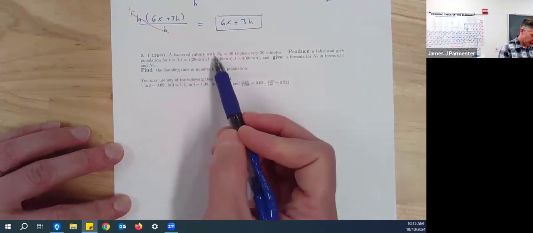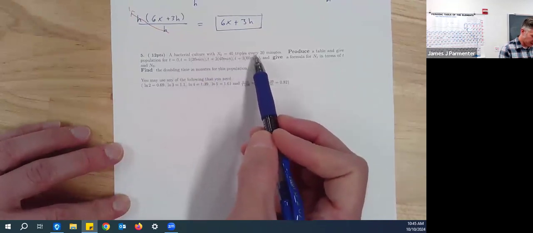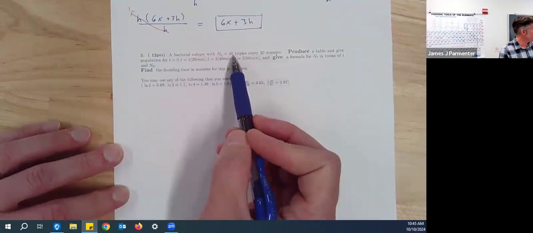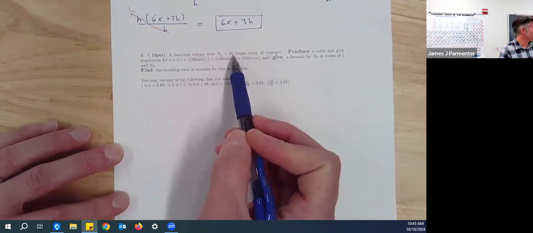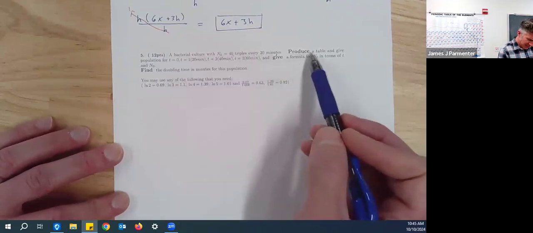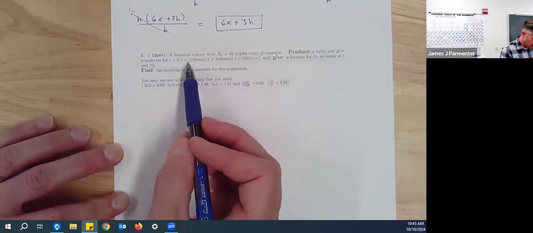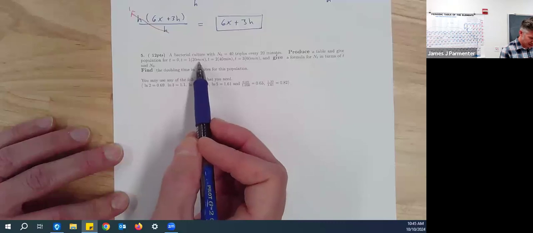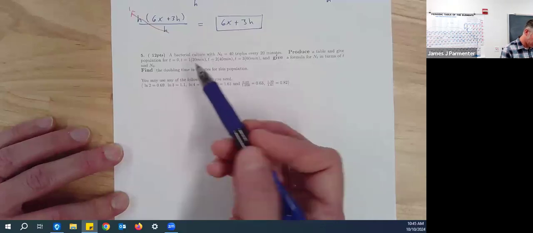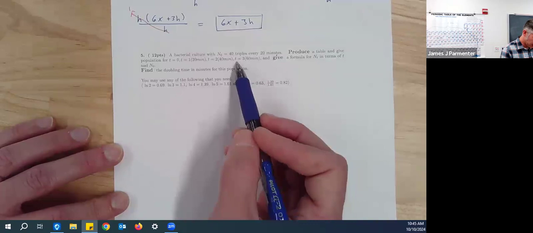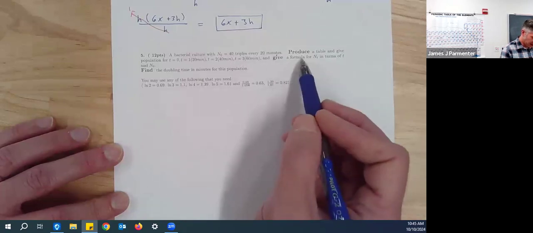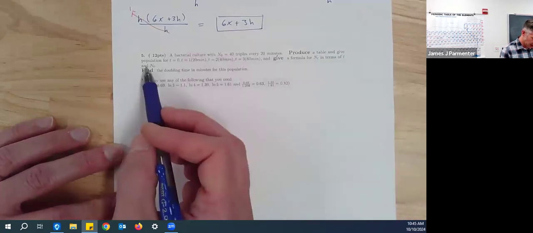A bacterial culture with N naught equal to 40 triples every 20 minutes. N naught being 40 means the initial population is 40, right? The population at time 0. Produce a table and give the population for t equals 0, t equals 1, which is 20 minutes, I don't love that notation, but I'm not the one writing the problems, t equals 240 minutes and t equals 360 minutes, and give a formula for N sub t in terms of t and N naught.